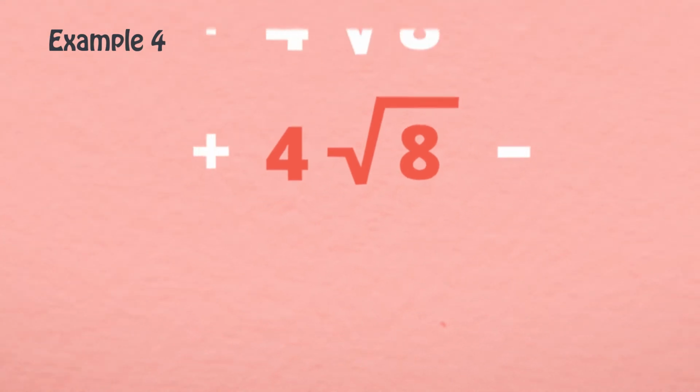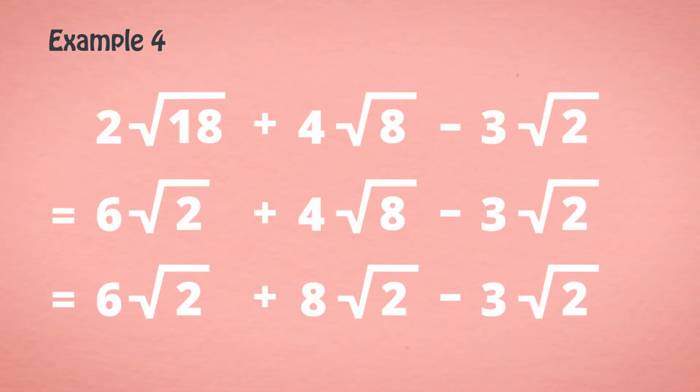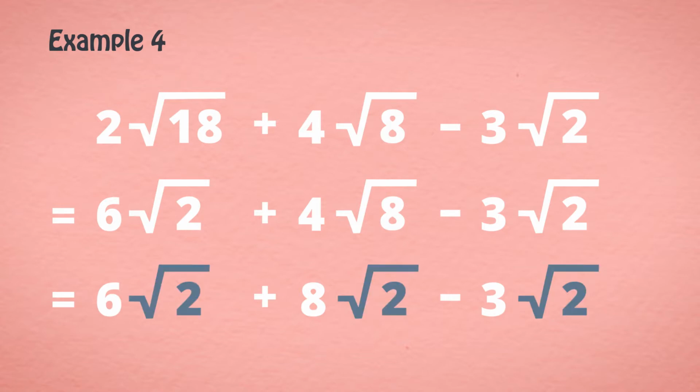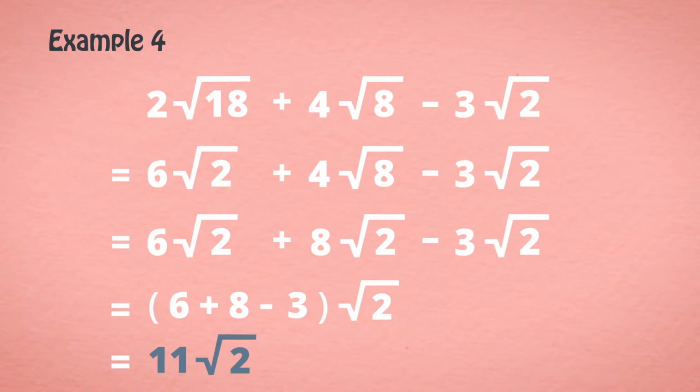Now, we can write the expression like this. Now, can you see when they are in their simplest form, it's easy for us to know if we can simplify by looking out for the same surd. Thus, we will simplify the expression to get this.